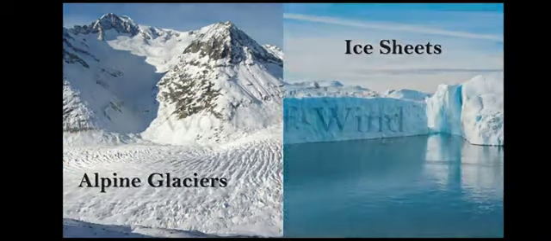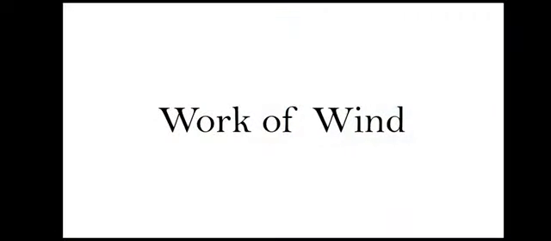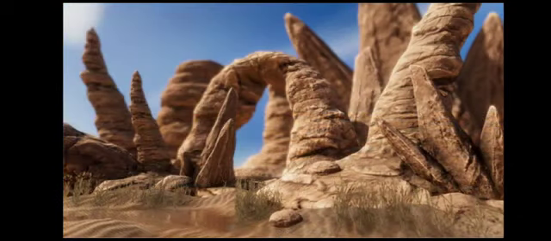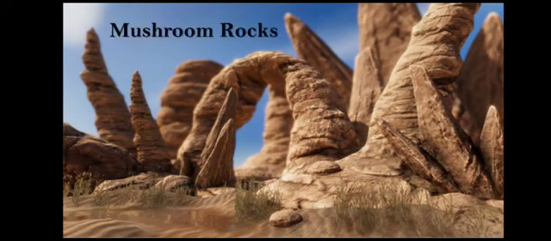Work of wind. An active agent of erosion and deposition in the deserts is wind. In deserts, you can see rocks in the shape of a mushroom, commonly called mushroom rocks. Winds erode the lower section of the rock more than the upper part. Therefore, such rocks have a narrower base and a wider top.